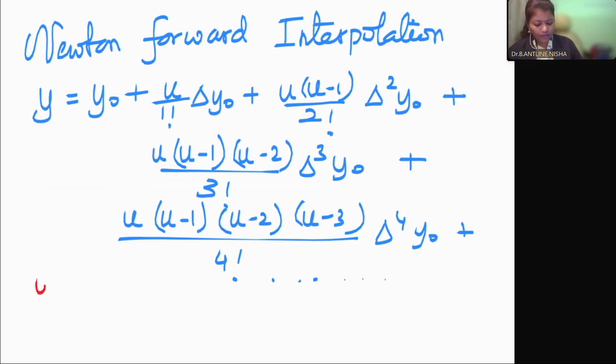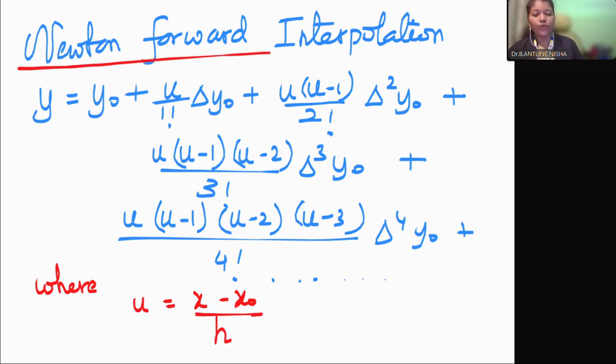Where u is equal to x minus x naught divided by h. This is the formula to find forward interpolation. Next, we can see Newton backward interpolation.